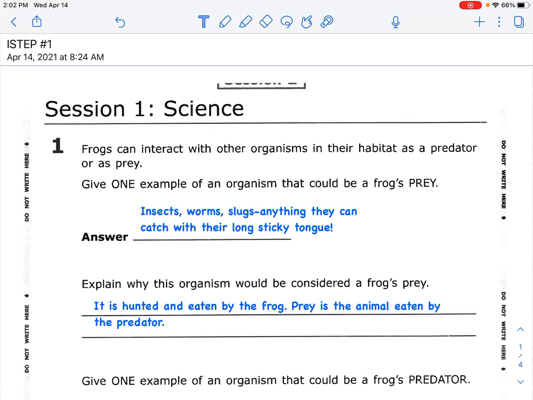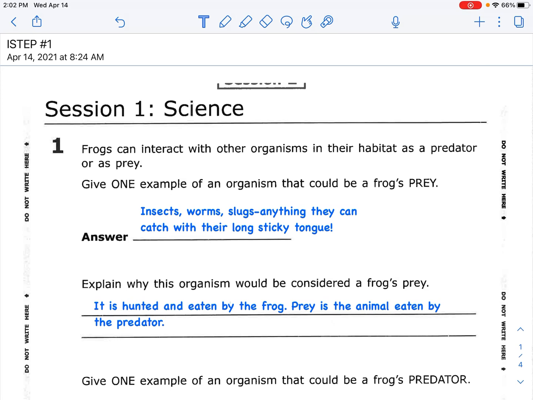Hey guys, let's go ahead and go over this I-Step prep number 1. Frogs can interact with other organisms in their habitat as a predator or as prey. Give one example of an organism that could be a frog's prey.